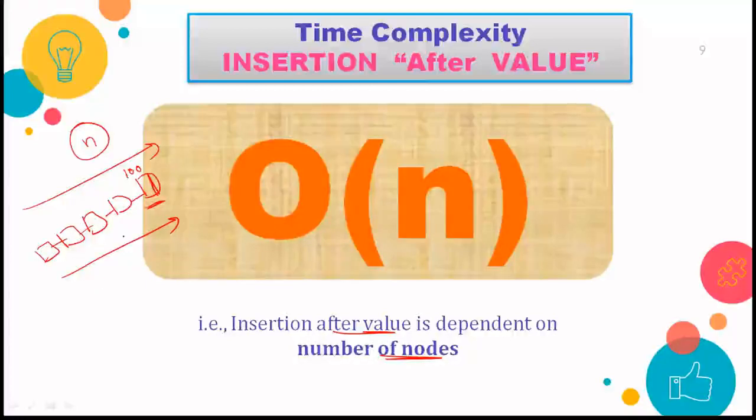And even if the value that we are searching for in the linked list is not available, in that case also we have to traverse the whole linked list, and we'll find out that the node we wanted to search is not present because the value is not there. So again, it is going to take big O of n. That is, the worst time here is big O of n depending on the number of nodes.